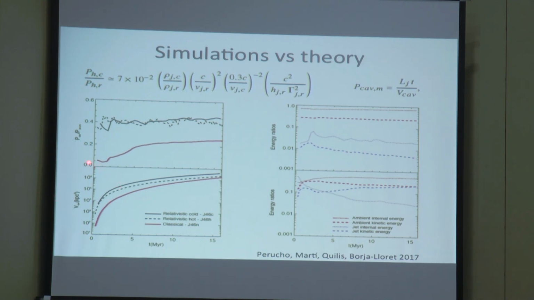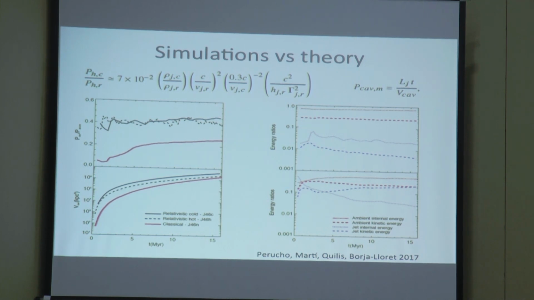Whereas in the classical jet it is much smaller in the beginning. It rises with time, and this is because of the volume in the different models. You see that the volume occupied by this jet is smaller, and therefore, as you are injecting the same amount of energy, the pressure is rising, right?